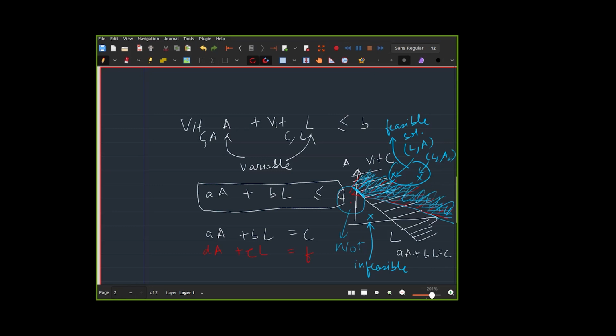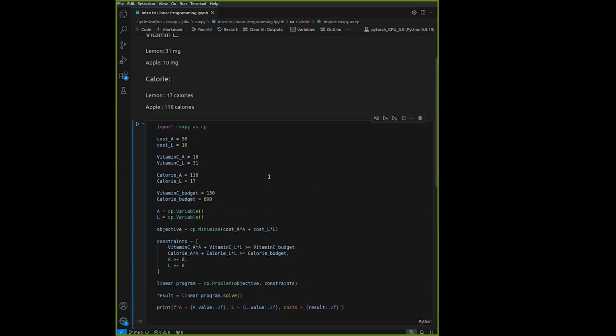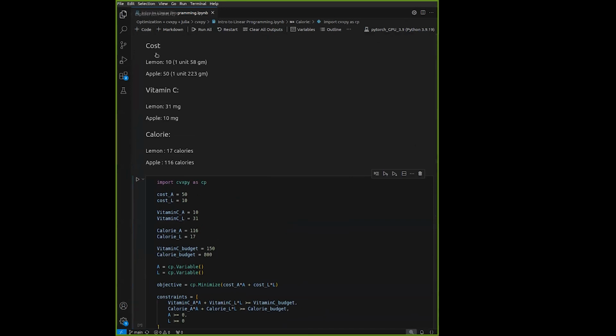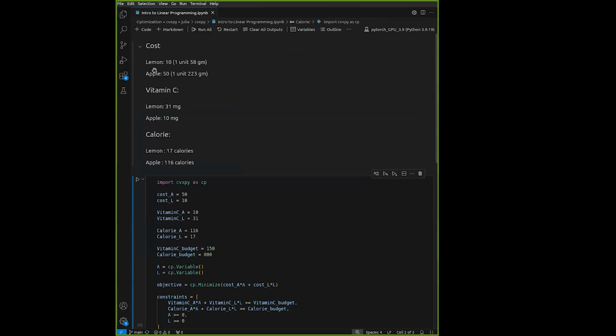So that's the goal. Let's try to solve this problem using a library called cvxpy, and we'll see a couple of examples in this section. This is my Visual Studio Code, and you might have to install this. You can simply use python -m pip install cvxpy, or additionally add these things in the brackets. Either way, whatever we are doing should work, and you can always go to this website and follow the installation instructions.